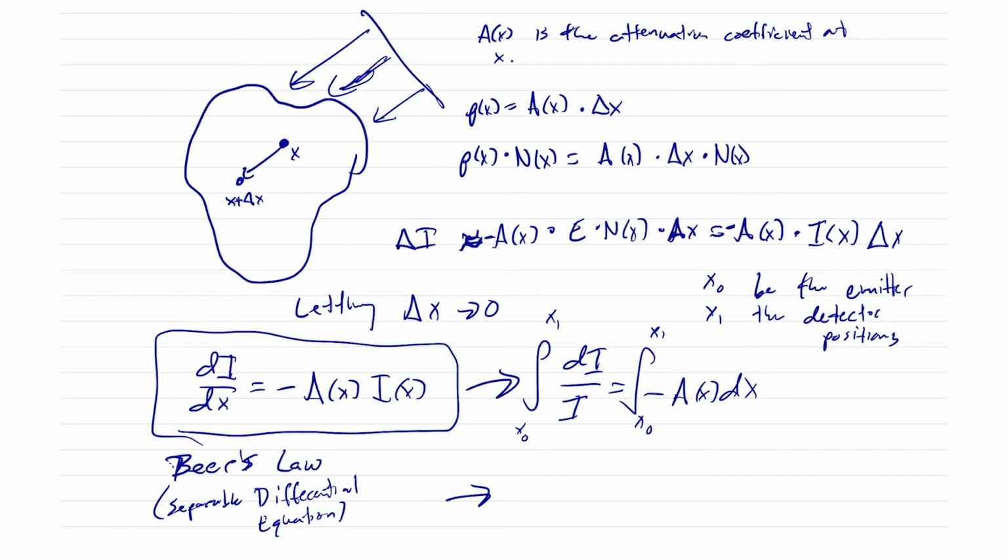And so then what are we going to get? So in one dimension, what we're going to have is the natural log of I at x1 minus the natural log of I at x naught. And this is going to be equal to whatever that is on the other side. We don't know what a is necessarily, so that's all we got. The integral from x naught to x1 of a of x dx. Okay? Now we can do a little bit of extra stuff.